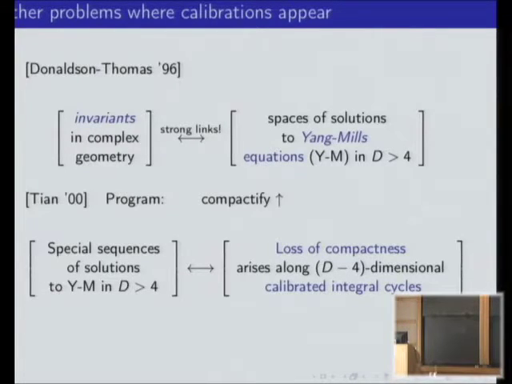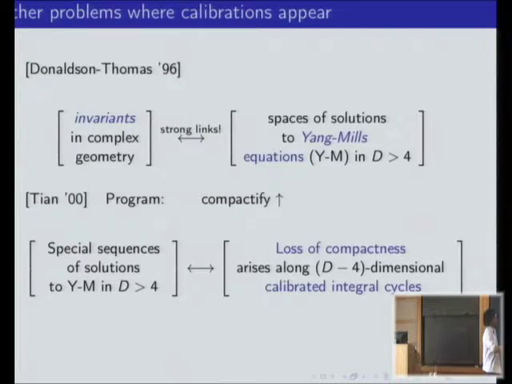So as I was saying, the program is to compactify this space. And when you want to compactify this space, you have to take sequences of solutions and see what happens when you pass them to the limit. So Tian focused on some special kind of solutions to Yang-Mills equations, what are called anti-self-dual instantons. And he proved that when you pass to the limit, you have smooth convergence away from a set of codimension 4. So there is a set of codimension 4 where there is concentration of energy and you lose the smooth convergence in the limit. But this special set comes with an additional structure in this case. The structure is that of a calibrated integral current.